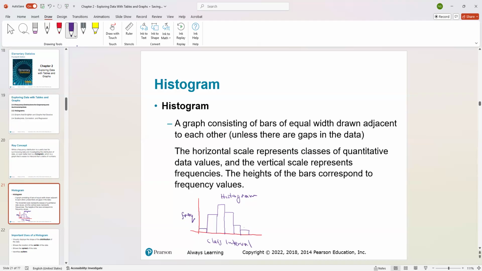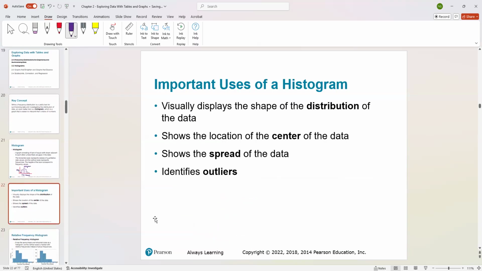The graph consists of bars of equal width adjacent to each other unless there are gaps in the data. If there is a zero frequency, then there would be a gap. The horizontal scale represents classes of quantitative data values. It should be quantitative data, and the vertical scale represents frequencies. The height of the bars corresponds to frequency values, or relative frequency because it's similar.